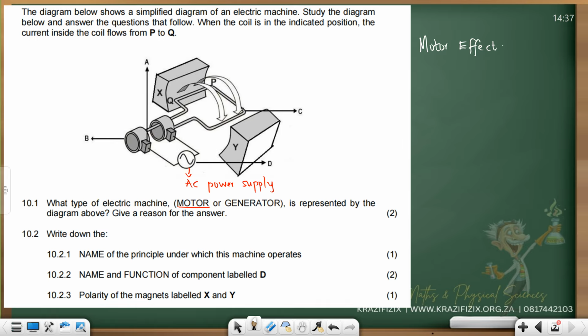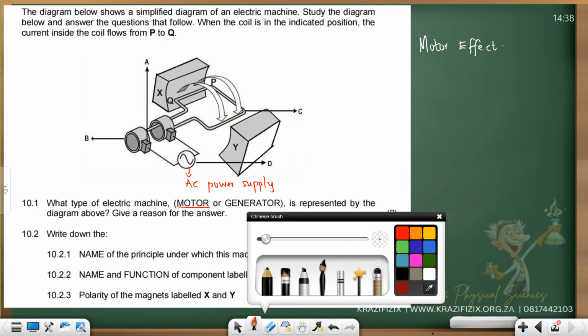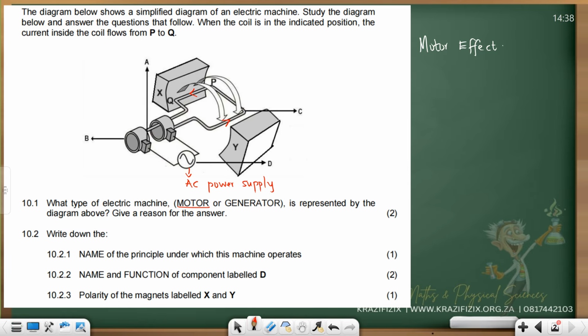All right, and the polarity now. Since it's a motor, we now use what? The left-hand rule. Did they tell us where current is? Oh yeah, current is flowing from P to what? Q, which is that way as well. So if you put your left hand, yeah, X should be north and this should be south.